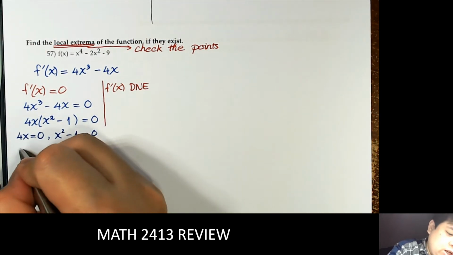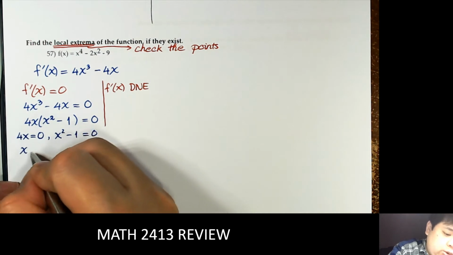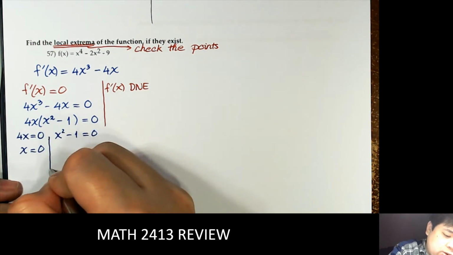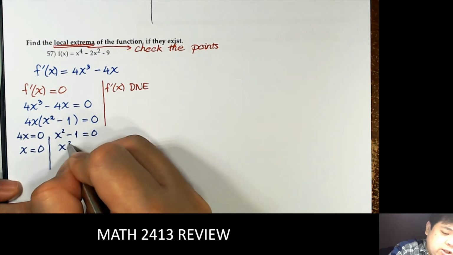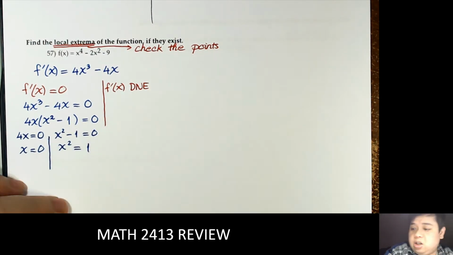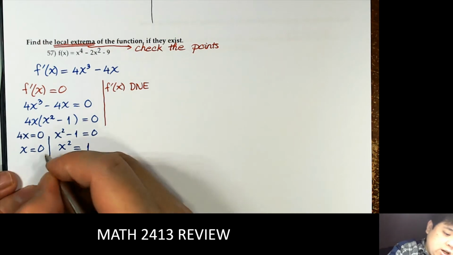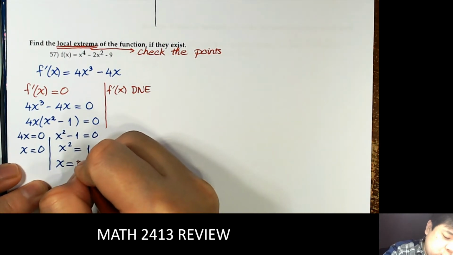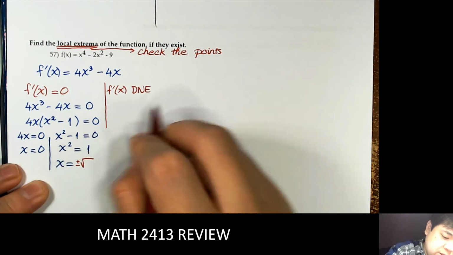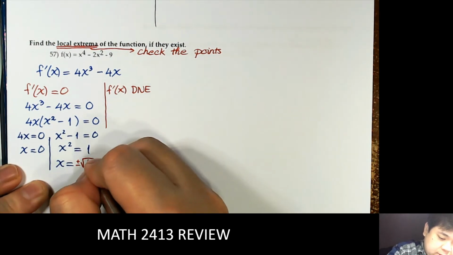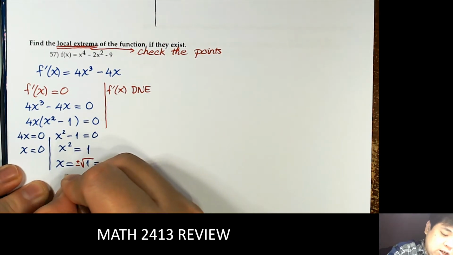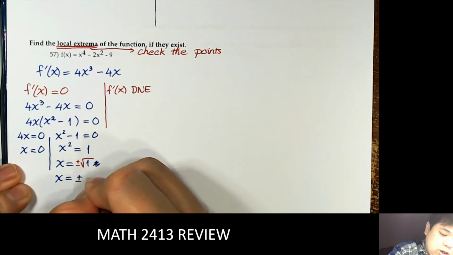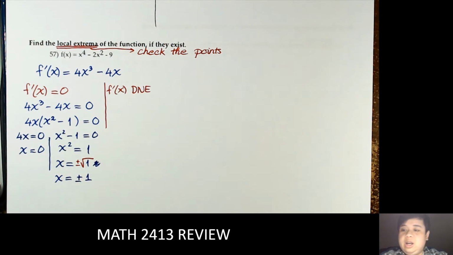For x equal to 0, so x equal to 0. For x squared minus 1 equal to 0, move the 1 over, x squared equal to 1. Take the square root on both sides, and make sure there's a plus or minus when we take the square root on both sides. And so that's just x equal to plus or minus 1. So we have 0, 1, and -1.